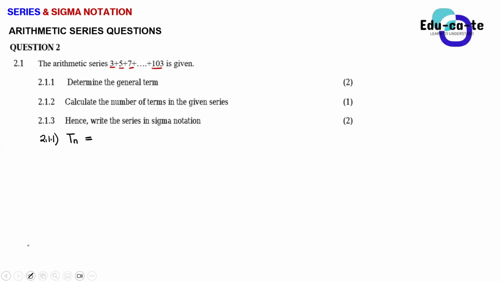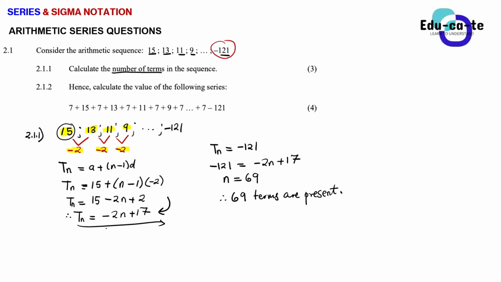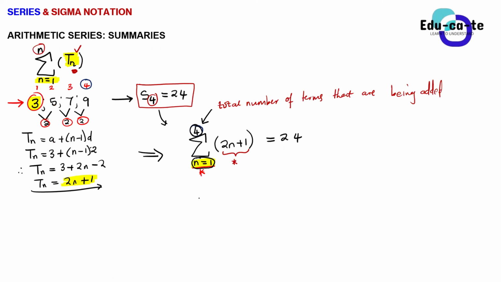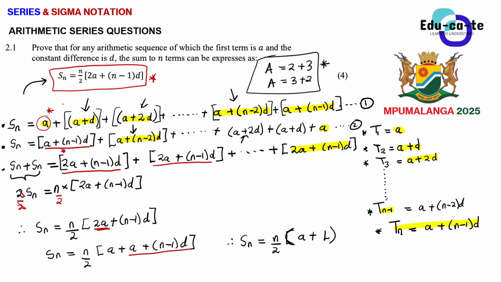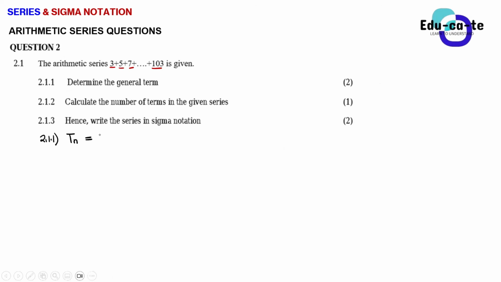What is the Tn that we found? I don't want to calculate it again because we did it. I can't find it anymore. Yes, we found 2n plus 1 as the general term, because it's the same series: 3, 5, 7, 9. So we've already calculated our Tn, and our Tn is 2n plus 1.